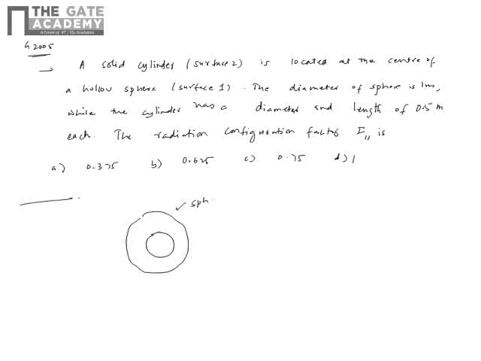So this is your sphere, which is surface 1, and this is your cylinder, which is surface 2. Okay, diameter of the sphere, length, everything is given. F11 is asked. So we use the summation rule for each surface first, because I assume that everybody knows the meaning of radiation configuration factor, which we have just discussed in the previous.